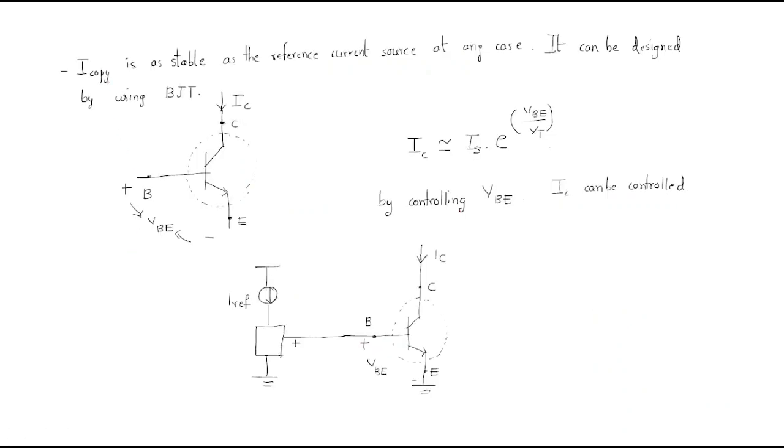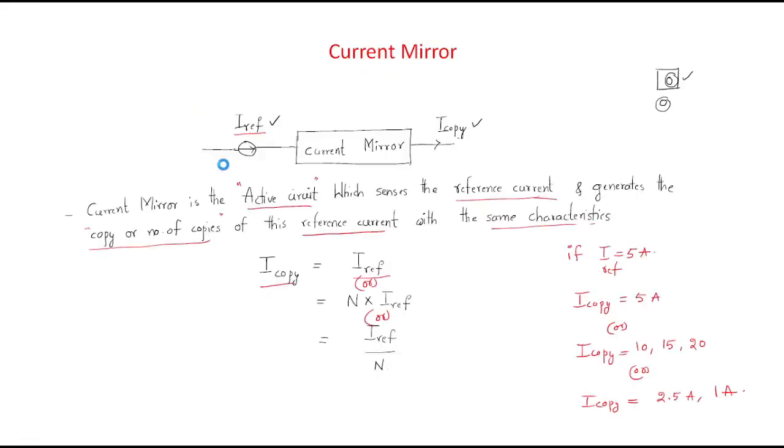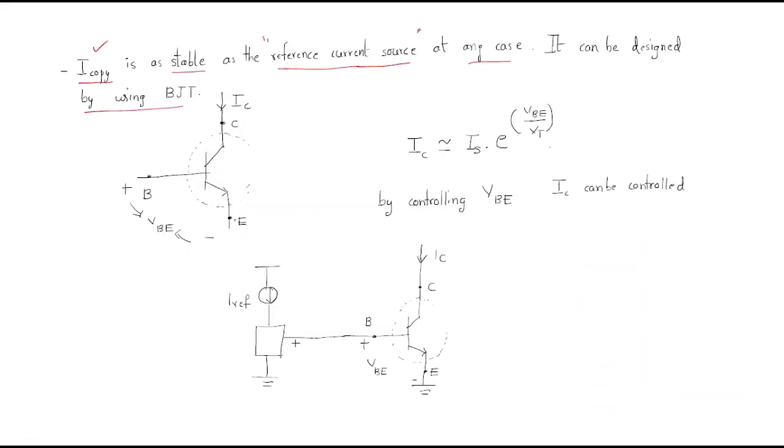Here generally this copy current is as stable as the reference current. It depends only on the reference current source. So if the reference current source is stable, automatically the copy current will also be stable. In any case, it can be designed by using the BJT only. So in order to get the reference current, we are using BJT only. So look at the BJT here.